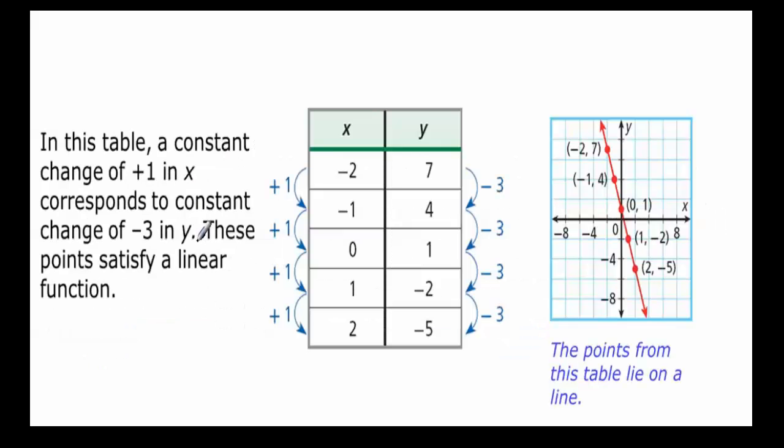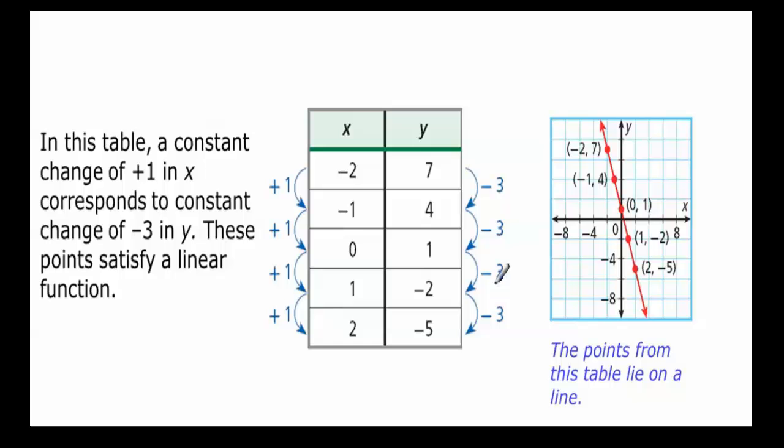Let's take a look at some examples. When I look at this table, my x values are -2, -1, 0, 1, and 2. So you can see each time the constant change is +1. It's moving up 1 each time. Over here we start with y, we go 7, then 4, then 1, then -2, then -5. So we also have a constant change. It's going down 3 each time. So 1 to a -3, 1 to a -3, 1 to a -3.